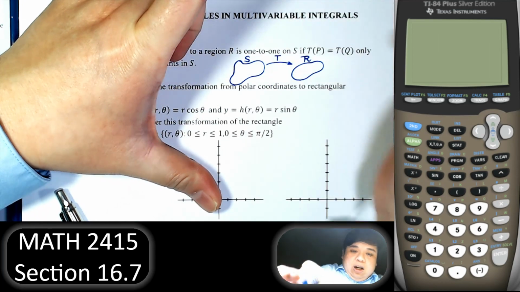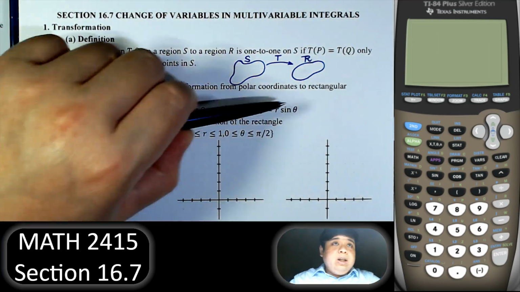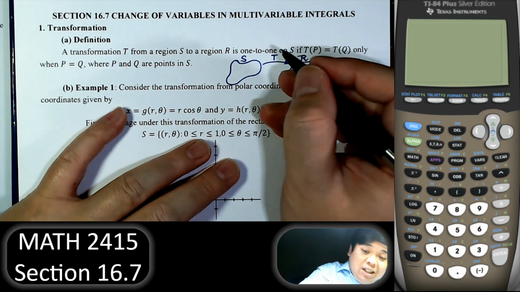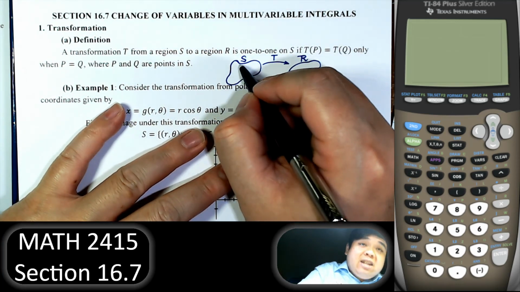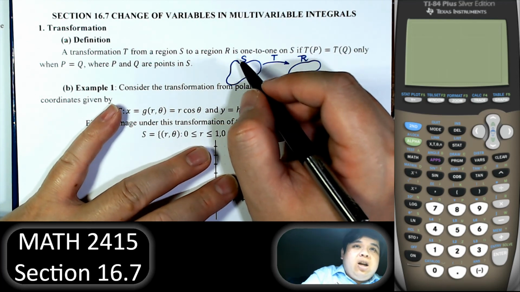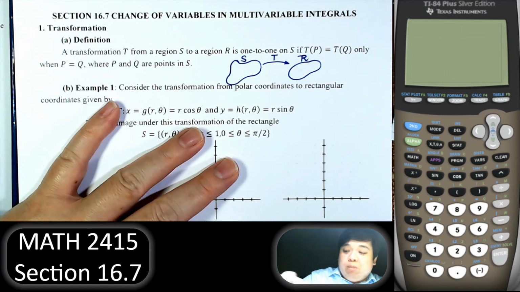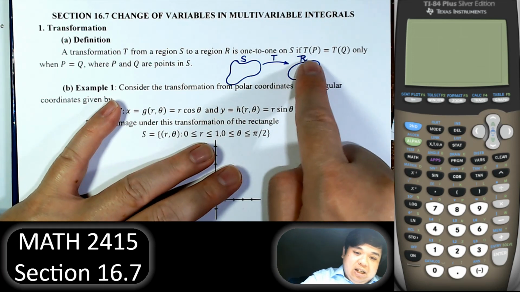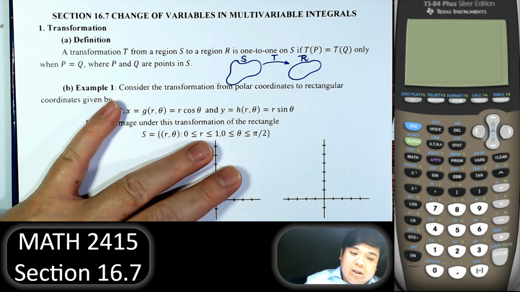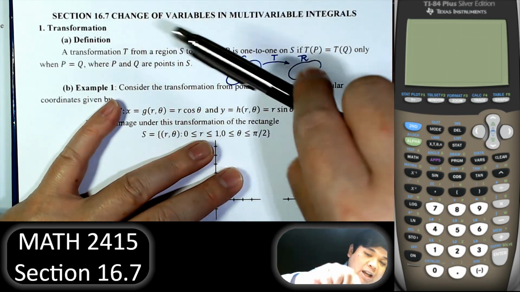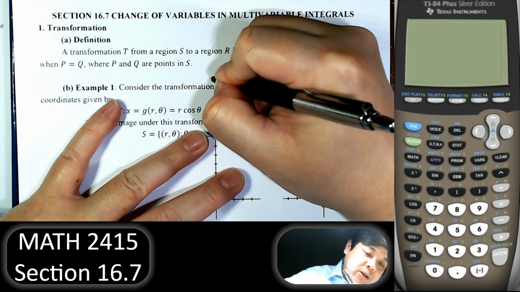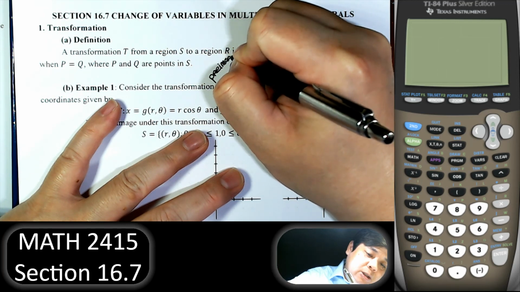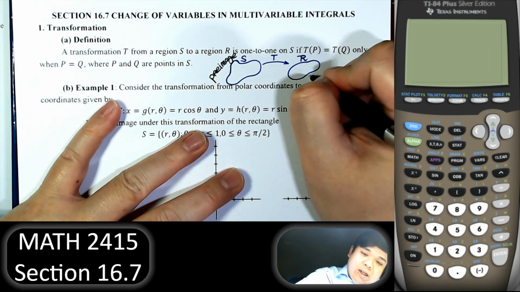Right, so that's a transformation. And usually R is the region of x and y, maybe z, and S is something else like r, theta, rho, and so on. But usually x, y, and z are in the R region. And we will call S the pre-image, and R is the image.